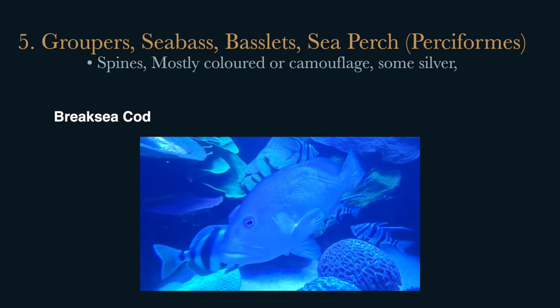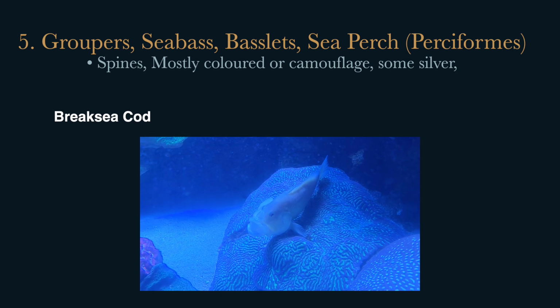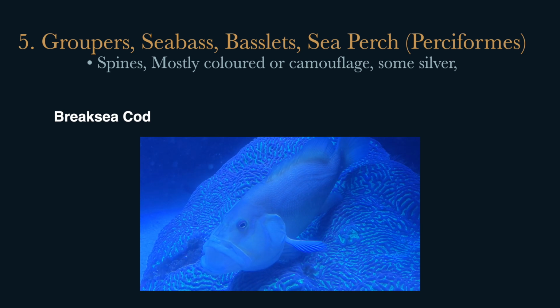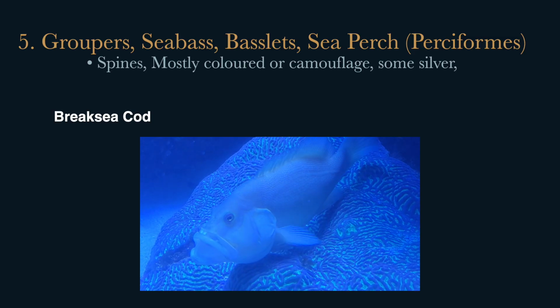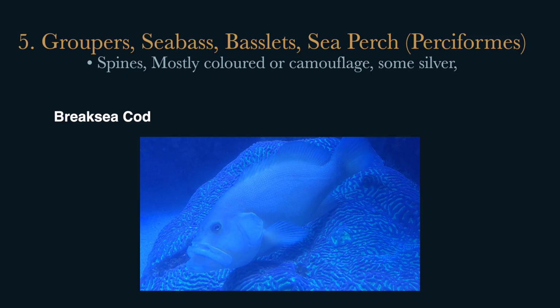Breaksea cod are another typical looking grouper. They're a small species of grouper found over rocky reef. They grow to 56 centimetres and live in the temperate zone. They can be very curious and will warily approach divers if you sit and wait, usually disappearing quickly and then coming back.